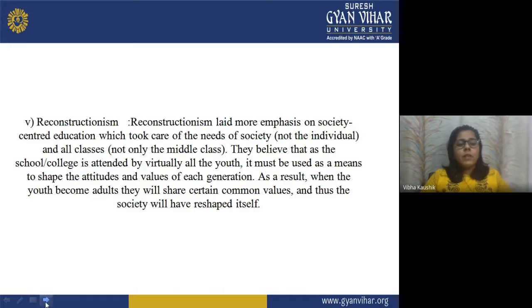Now, the fifth one is reconstructivism. Reconstructivism lays more emphasis on society-centered education, meaning the focus area of education should be on the society. What is the need of the society? It takes care of the needs of the society, not the individual. We are not focusing our emphasis on the needs of the learner, or only the middle class or a particular class, but we are focusing on society-centered education.